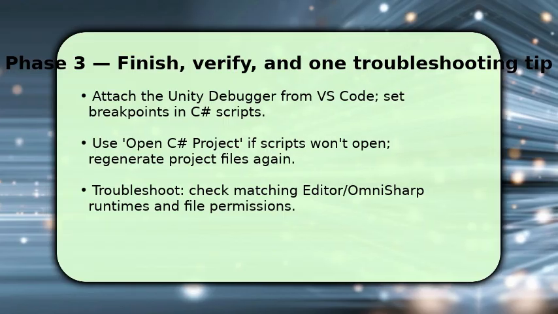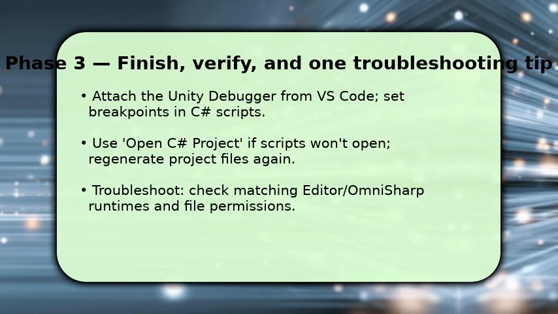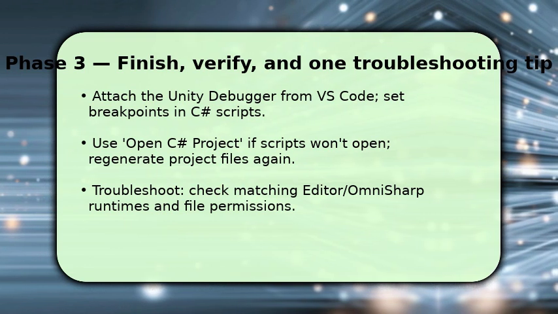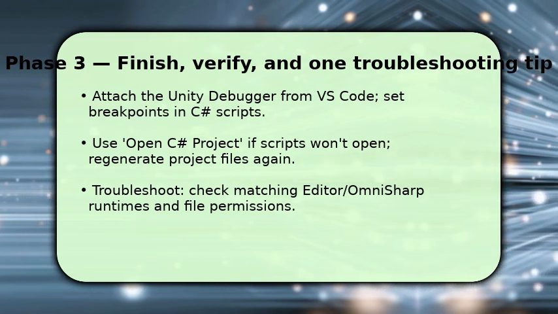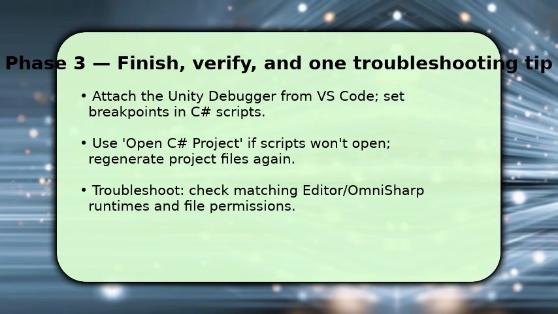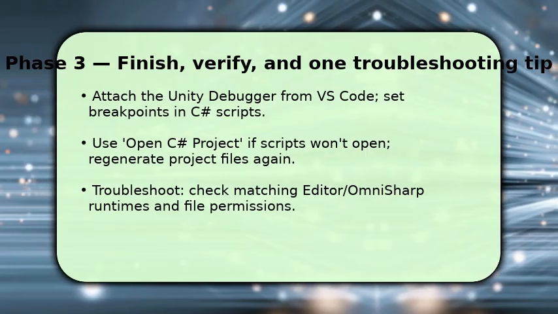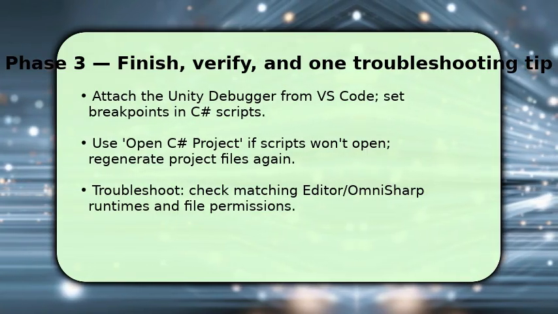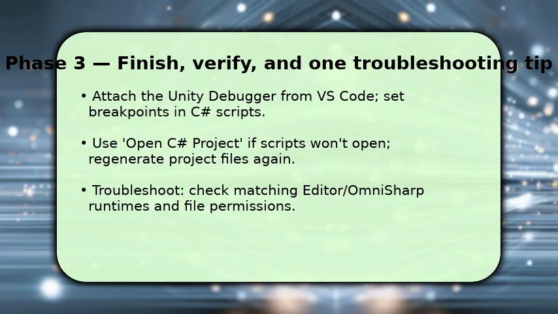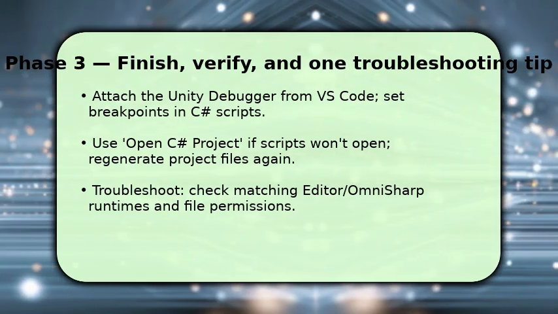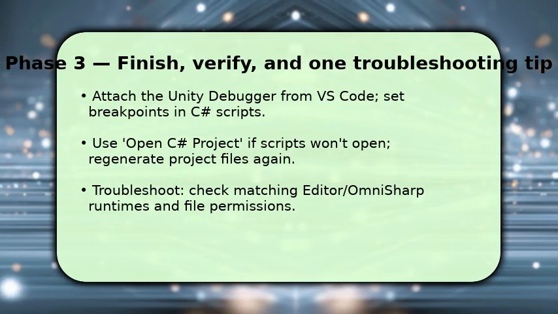If scripts refuse to open from Unity, use Assets > Open C# Project or Regenerate Project Files. If issues persist, check that Unity Editor and OmniSharp runtimes match and verify folder permissions. Often restarting Unity and VS Code after changing settings resolves remaining connectivity problems.